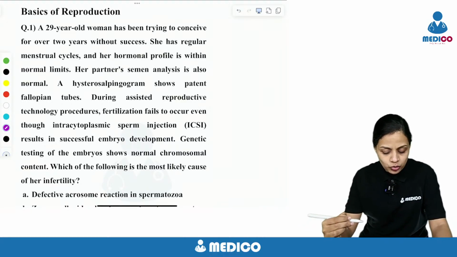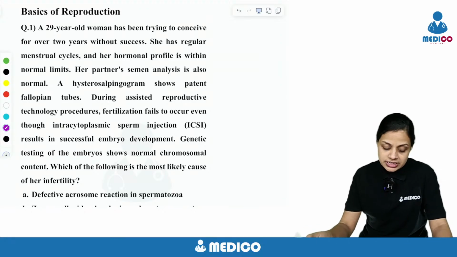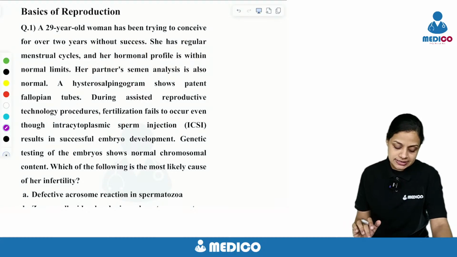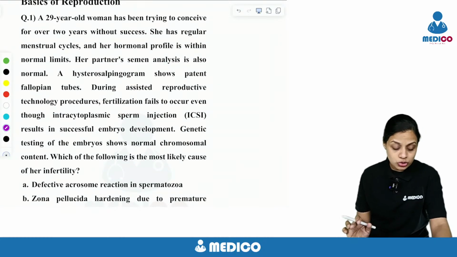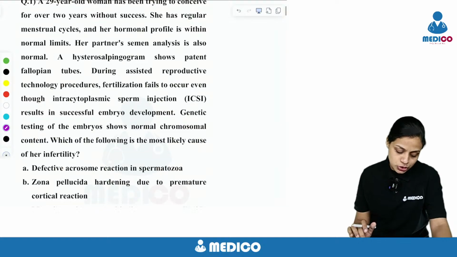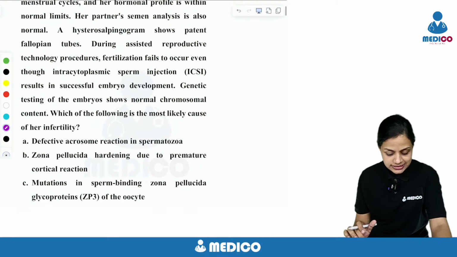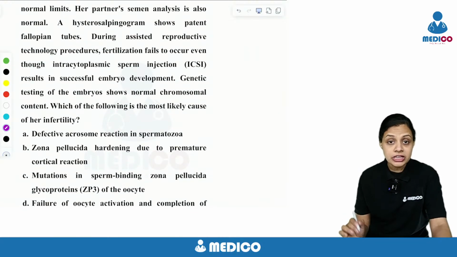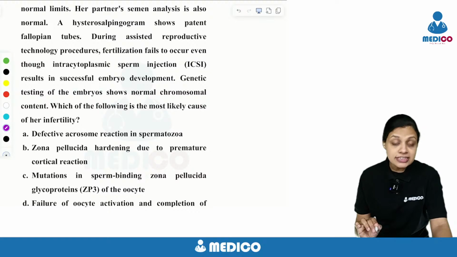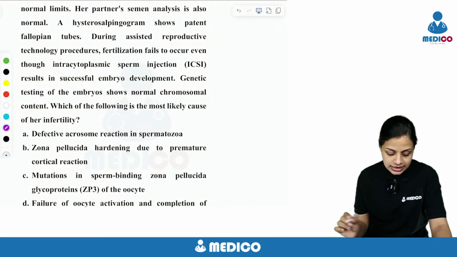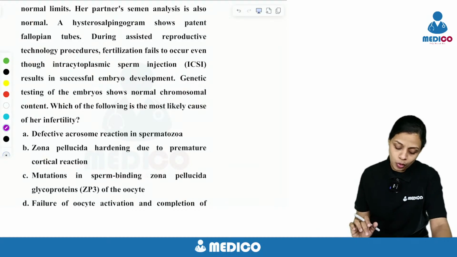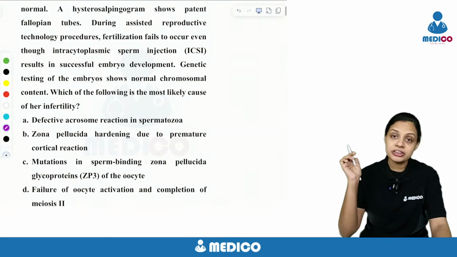A 29-year-old woman has been trying to conceive for over 2 years without success. She has regular menstrual cycles and her hormonal profile is within normal limits. Her partner's semen analysis is also normal. A hysterosalpingogram shows patent fallopian tubes. During assisted reproductive technology procedures, fertilization fails to occur, even though it results in successful embryo development. Genetic testing of the embryos shows normal chromosomal content. Which of the following is the most likely cause of her infertility?